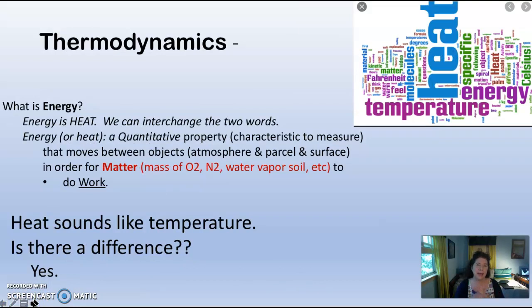And you may say, just to go back to that definition of energy, okay, so it is energy to do work, all right? But if you're telling me that energy is heat, then heat sounds like temperature. And is there a difference between that? Yes, there is a difference between heat and temperature.